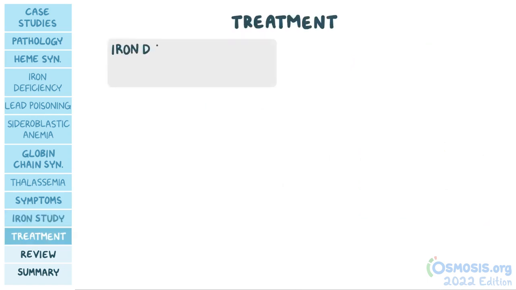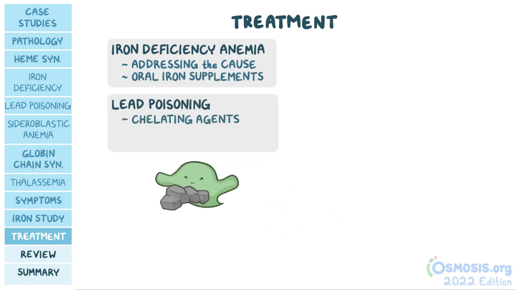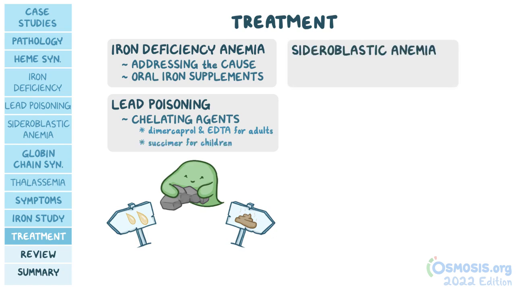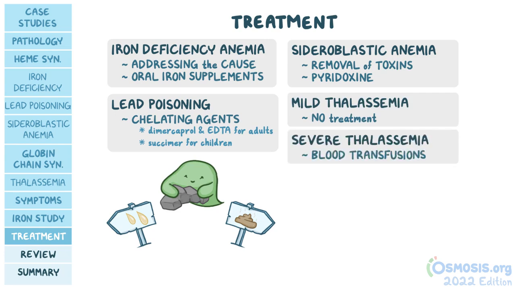Alright, now treatment for iron deficiency anemia includes addressing the cause and giving oral iron supplements. For lead poisoning, first-line treatments include chelating agents, which trap free lead and sweep it away through feces or urine. These are dimercaprol and EDTA for adults and succimer for children. For sideroblastic anemia, treatment involves removal of toxins if there are any and administering pyridoxine. Finally, patients with mild thalassemia don't need treatment, while patients with severe thalassemia are treated with blood transfusions.